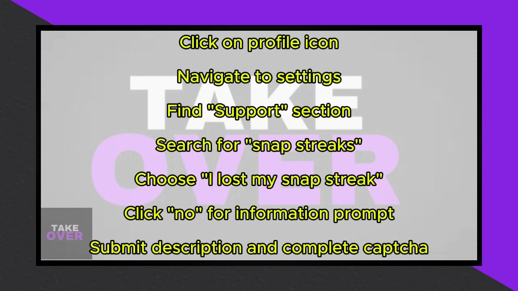When prompted to provide information, simply click on No at the bottom of the page. Craft a brief description in the text box explaining your desire to recover your streaks. Click on Submit and complete any CAPTCHA verification if required.